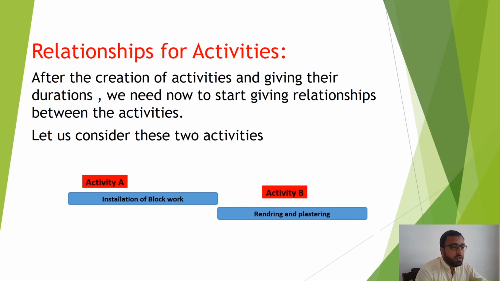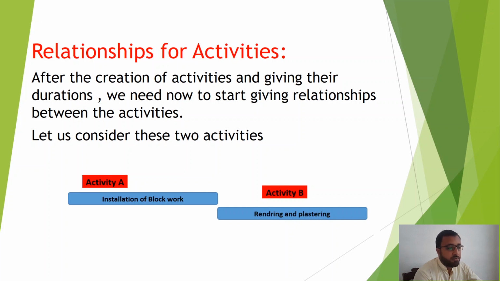So now we will see relationships for activities. After the creation of activities and giving their durations, we need to start giving relationships between the activities. This is the most important one. So let us consider these two activities: activity A and activity B. Activity A is installation of block work and activity B is rendering and plastering. So obviously once we finish activity A, then we will start activity B.